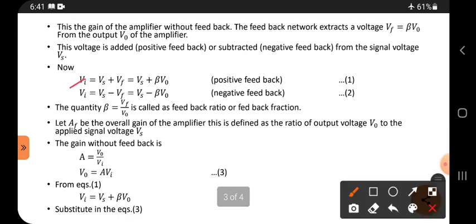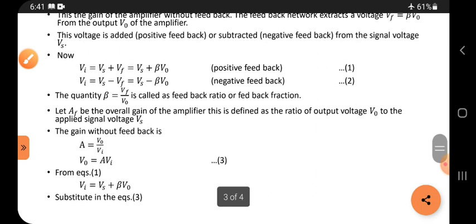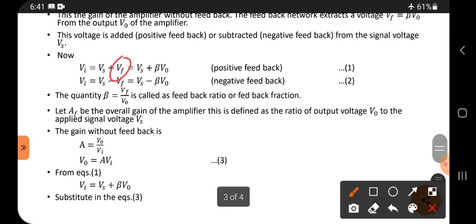So input voltage is a combination of signal voltage and feedback voltage. If it is added, positive feedback. If it is subtracted, negative feedback. And we have the formula also given here. See here, so beta V naught. That is also substituted here, beta V naught. Okay, equation 1, equation 2 like this.